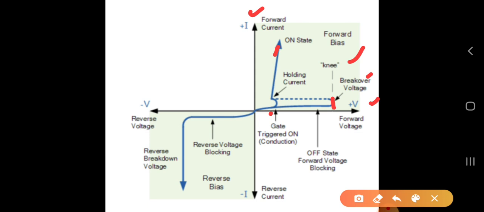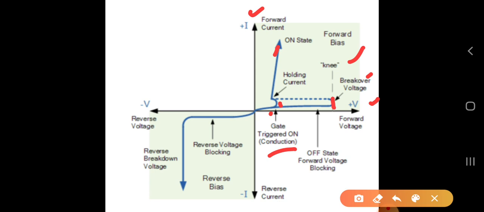Here I can show this arrow mark, a gate triggered on condition. You can observe that when I use the gate terminal and give a small amount of voltage across the gate and cathode, it does not require voltage up to the break over voltage, so your SCR turns on immediately. It will not consume as much voltage as in the previous case.